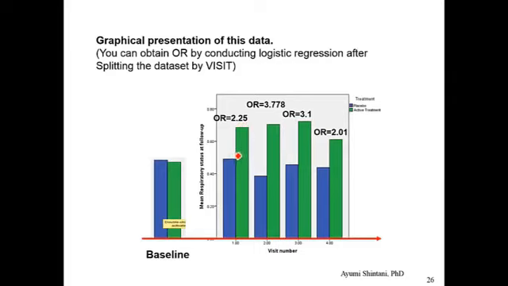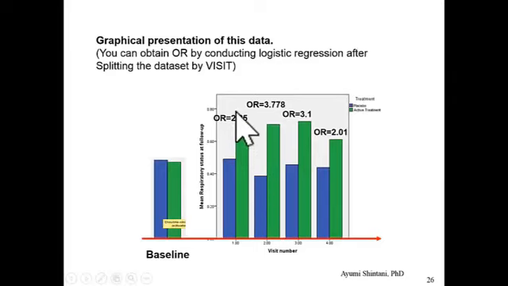So the odds of having a good outcome is 2.25 times larger with active treatment at visit 1. And at visit 2, the odds ratio became 3.778, so the difference became greater. At visit 3, the odds ratio is 3.1, and at visit 4, the odds ratio is 2.01. Okay, and let me show you how to compute the odds ratio at each visit.